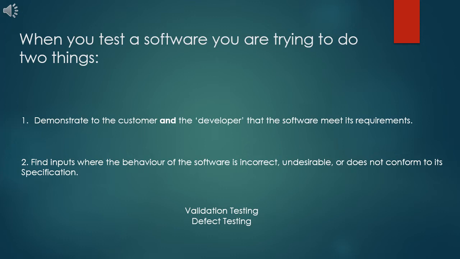The second goal of testing is to find inputs for which the software behaves incorrectly. As explained in the previous video, this is exactly the same as finding a counterexample to disprove a statement or a theorem. You can expect a question on this for UCT.